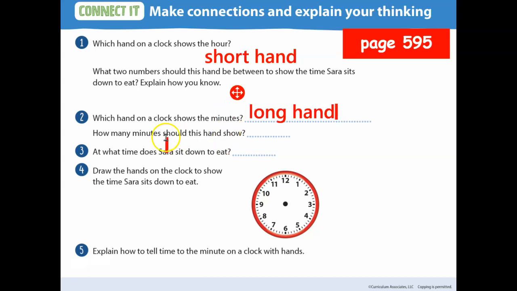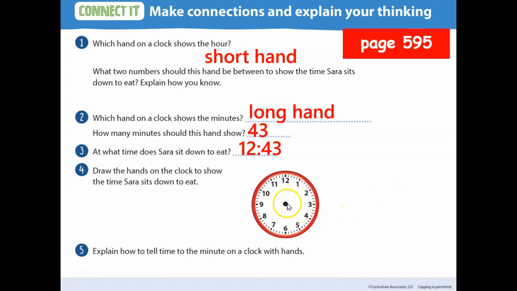How many minutes should this hand show? 43. Good. And what time does Sarah sit down to eat? We talked about it already. 12:43. Good. Now it says draw the hands. So draw the hands on the clock to say 12:43. Go.